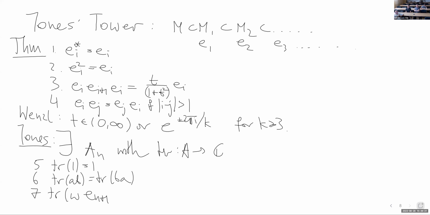Well, okay, so this is equal to a certain scalar, actually the one which you saw there, times trace of W. And then the last condition is that it's positive. So trace of A star A is greater than 0, actually positive and faithful for A non-zero.